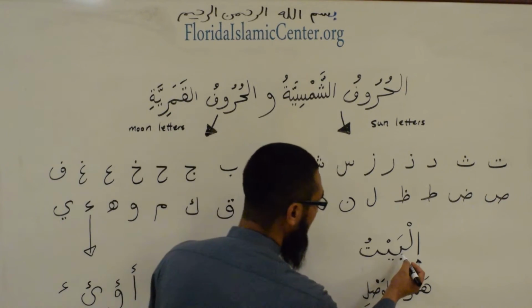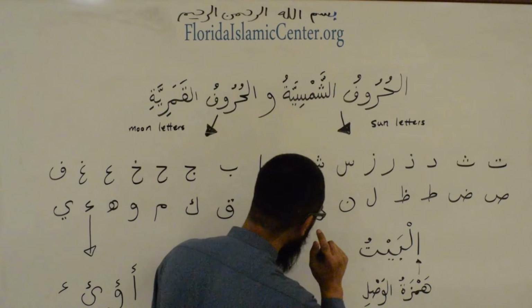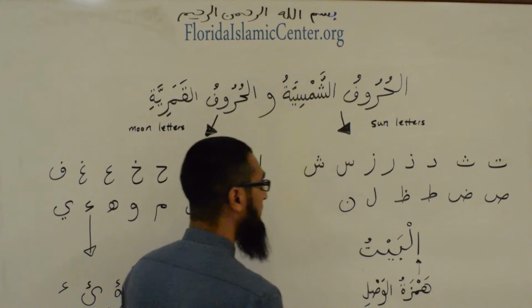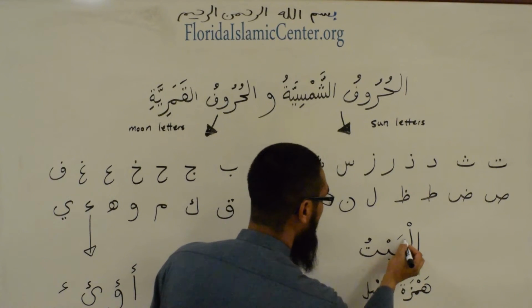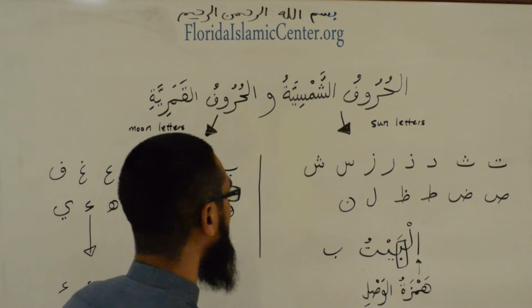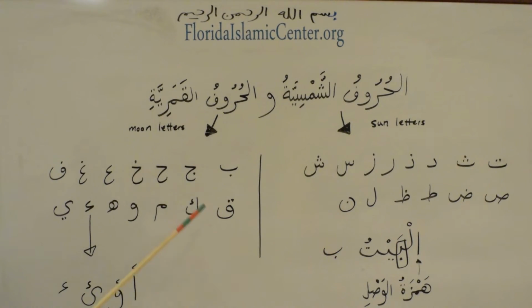Here we can listen to each letter. Al-baytu. Because ba is what kind of letter? Is ba a sun letter or moon letter? Ba is a moon letter. Al-baytu.